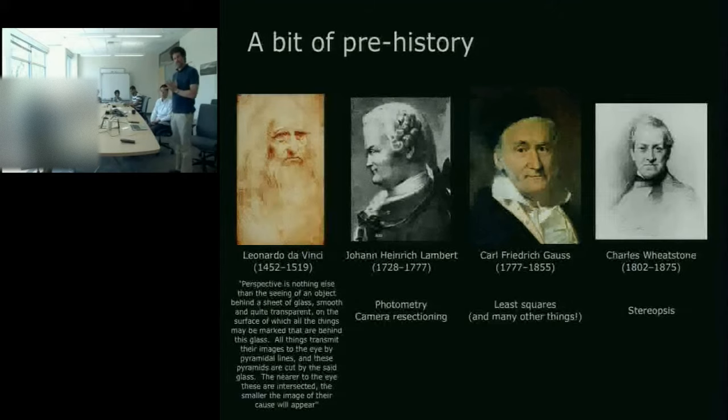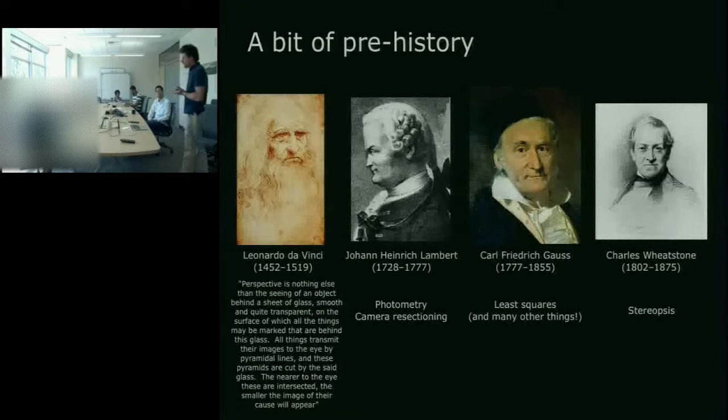Next on this list is Gauss, and Gauss is hugely important for all sorts of things. But one big element among those is least squares, and of course least squares is really fundamental to almost all of our algorithms these days, both linear algorithms as well as iterative nonlinear algorithms. And so it's been central to photogrammetry as well.